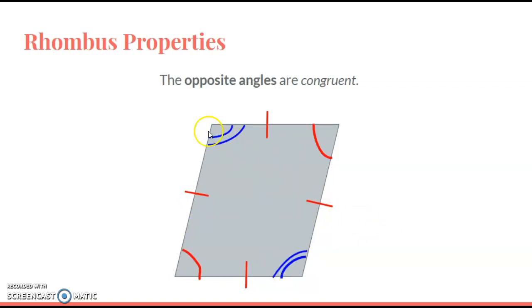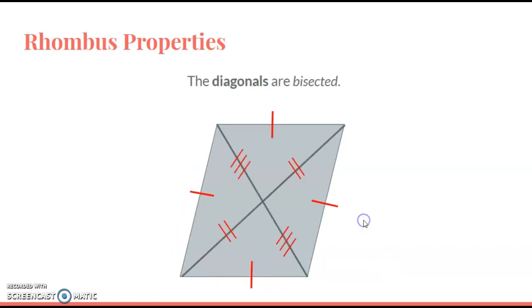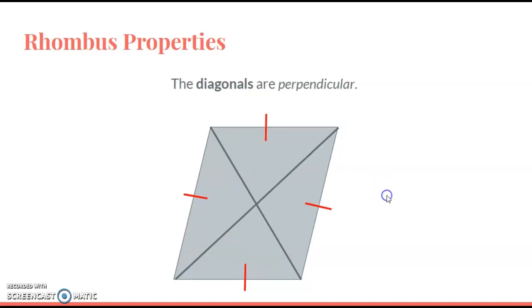The opposite angles are congruent. Red equals red, right? This one is the same measure as this one, and then the blue equals blue. Here, the opposite angles are congruent. And the consecutive angles are supplementary, right? If we have a red plus a blue, that's going to give me 180 degrees. And the diagonals are bisected, just like a parallelogram. But again, because we're being more specific, we're able to know more about this shape. So rhombuses have some additional properties as well.